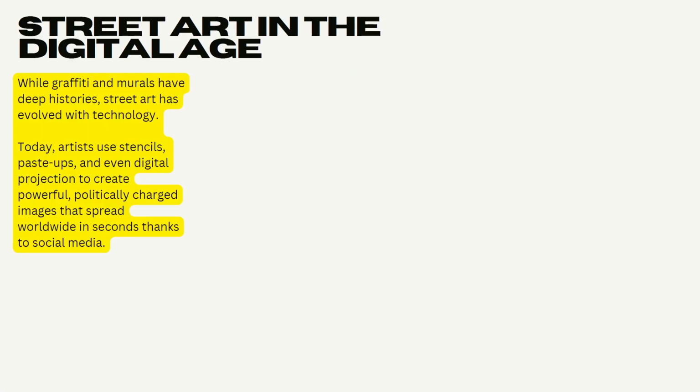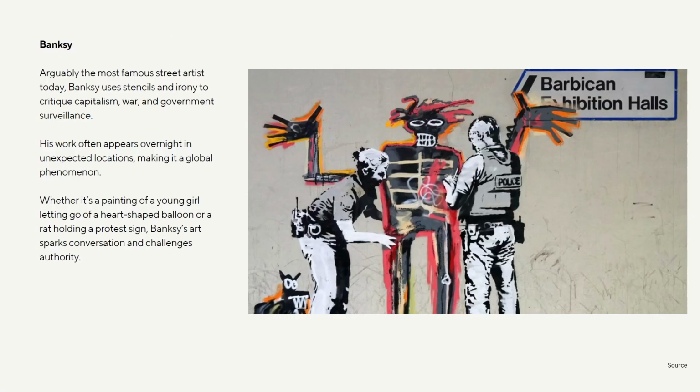And how do you do all this in the digital age? Graffiti and murals have deep histories with the analog, but what happens when it evolves into the digital with our technology? It's just like what we were seeing with Times Square and Piccadilly with the lights and the neons. How do you get tech involved with this? So artists today, we're going to use stencils, we're going to use paste ups, we're going to use digital projection, and these messages are going to be able to spread worldwide in seconds, especially thanks to our friend social media. Which brings us to Banksy.